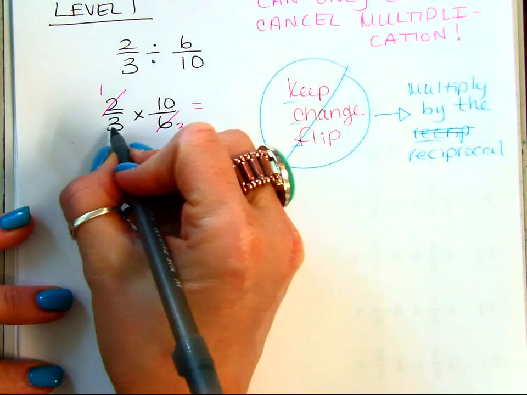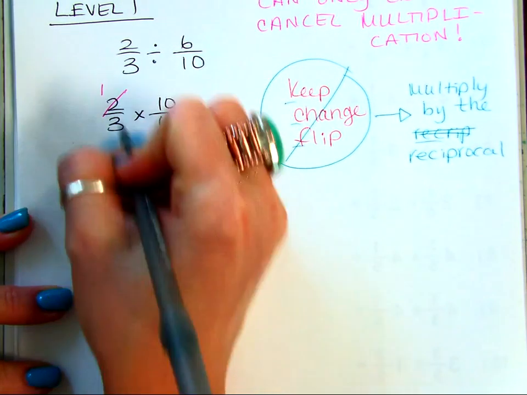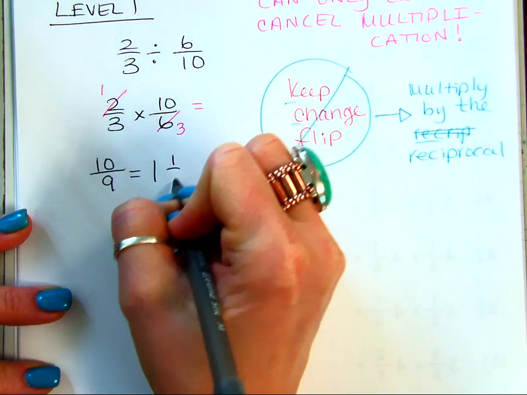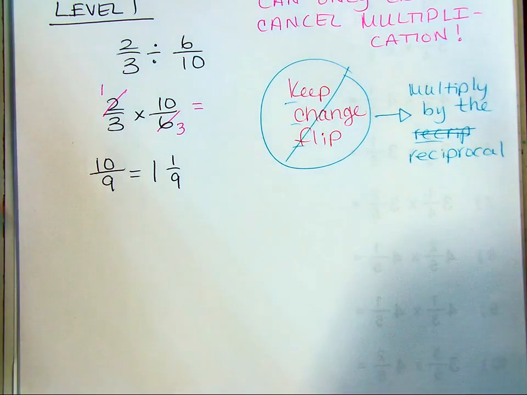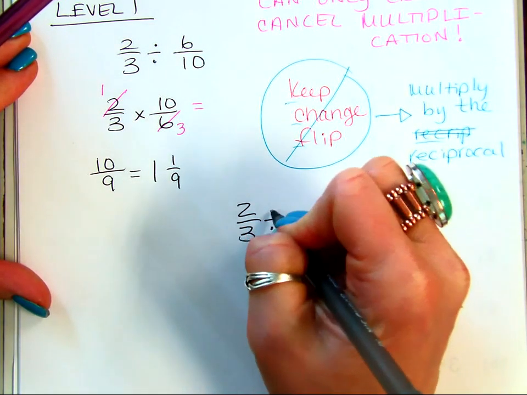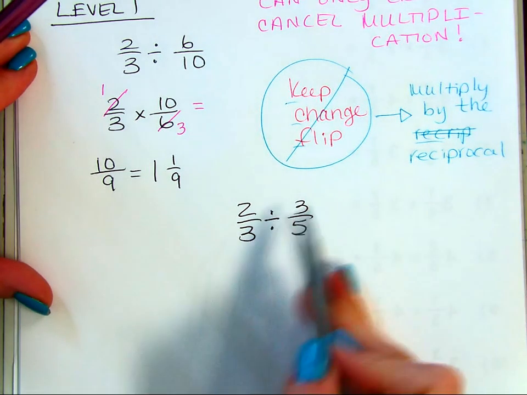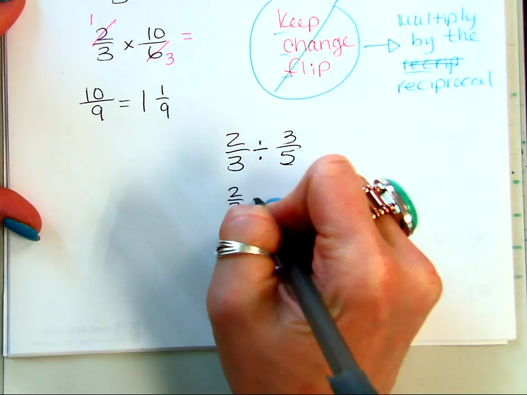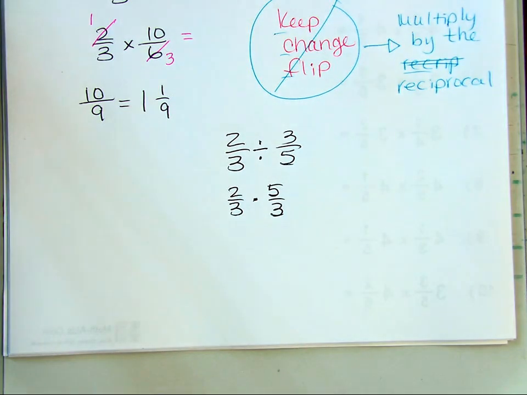So then let's do this. Let's finish this problem. 10/9, which is equal to 1 and 1/9. So let's take that problem and let's take 2/3 and divide it by, what do you want to make that, Roger? 3/5. Okay, ooh, so tempting. Can't do it. So we're going to do 2/3 times 5/3, and what do you get?